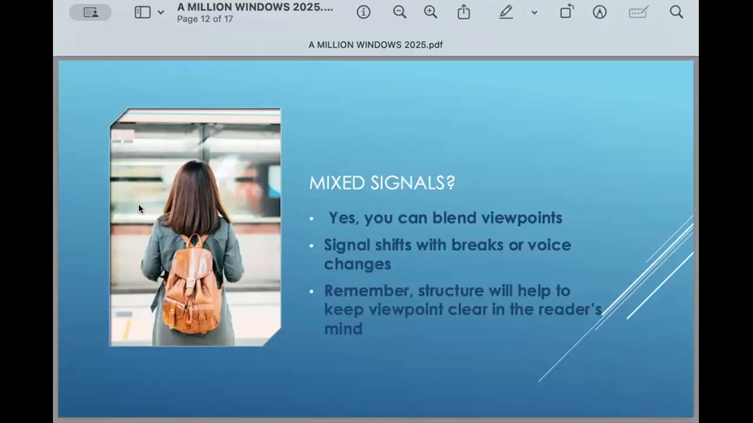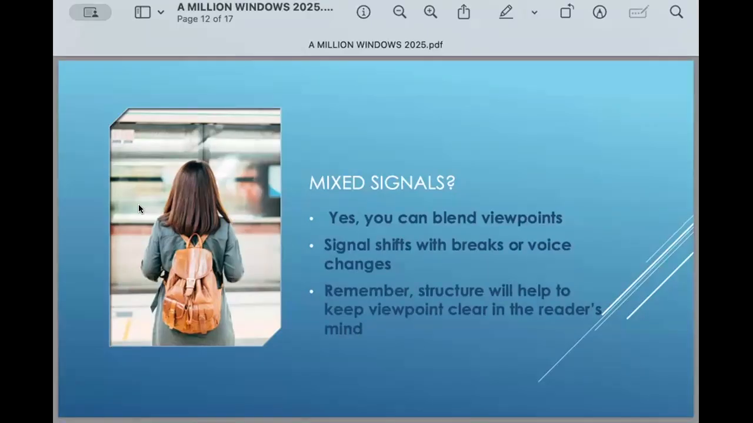So think about, if you want to change from one character's viewpoint to another in one scene, how are you going to signal this viewpoint shift in a subtle way? How are you going to reorientate the reader to know that, okay, now I'm in Jeff's viewpoint, and 2 paragraphs later, I'm going to be back in Mary's viewpoint, for example. Those kind of things you're going to have to handle as you're creating the scene.